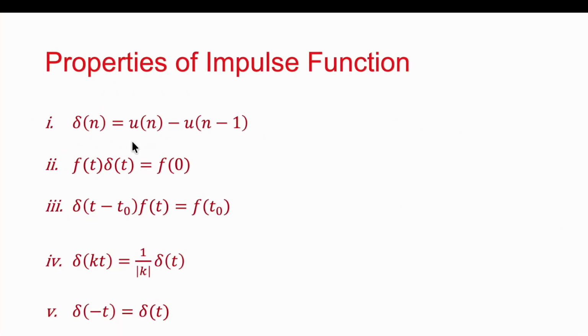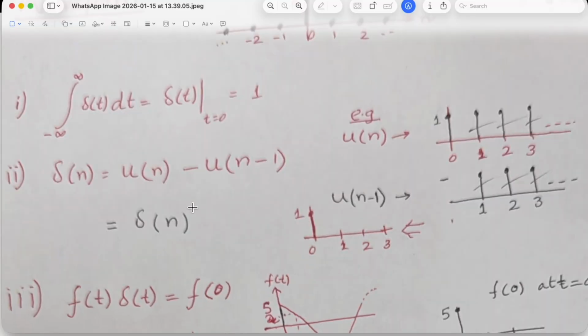The second property is δ[n] equals u[n] minus u[n minus 1]. We can prove that by using different waveforms. For example, you have a unit step function for different values of n, and in the waveform, starting from 0, the amplitude of all the samples is equal to 1 if the value of n is greater than or equal to 0. Like at 0 it's 1, at 1 it's 1, at 2 it's 1, at 3 it's 1, and so on.